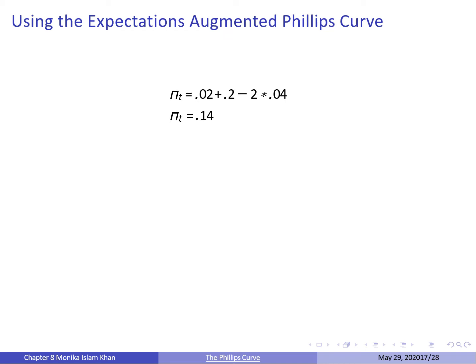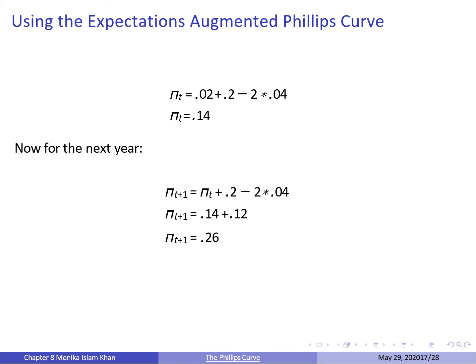Using the Expectations-Augmented Phillips curve, you can find that the inflation rate here equals 0.14 or 14%. Now, to find the inflation rate for next year, all you have to do is replace t with t plus 1 and replace t minus 1 with t. All other values will remain the same. By doing this, you can find out inflation rates for 1 year, 2 years, 3 years, or as many years as you want.